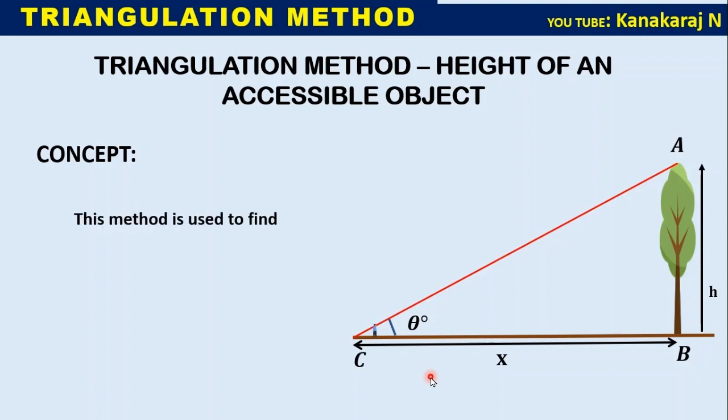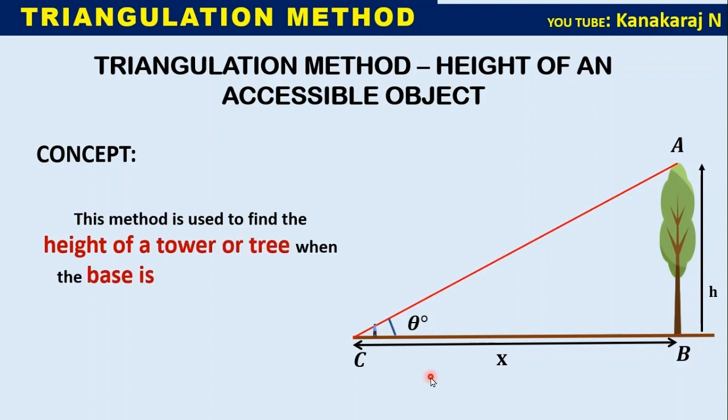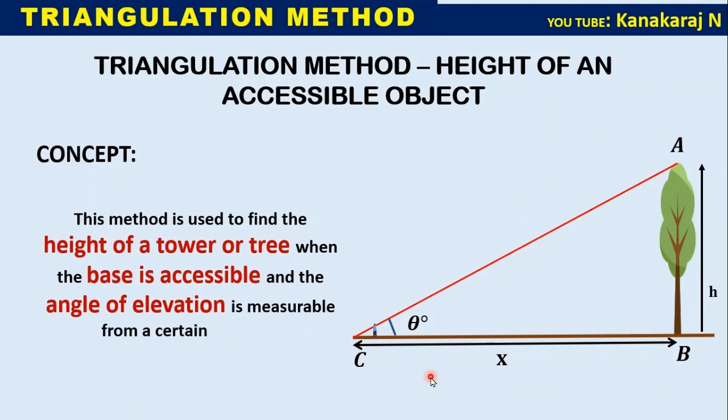This method is used to find the height of a tower or tree when the base is accessible and the angle of elevation is measurable from a certain distance.